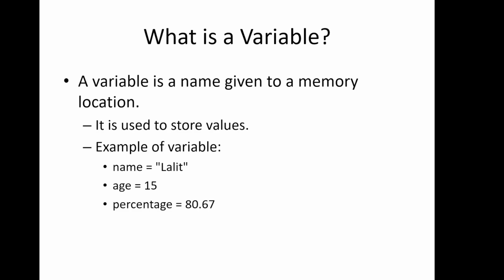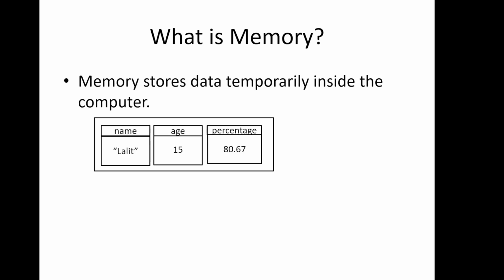Now the question comes to our mind, what is memory? Let's see. Memory stores data temporarily inside the computer. Memory is a place inside the computer where data is stored temporarily while a program is running. Think of a cupboard, or any kind of location where we have shelves or boxes inside it. Each shelf has a label, and in that shelf we have our value.